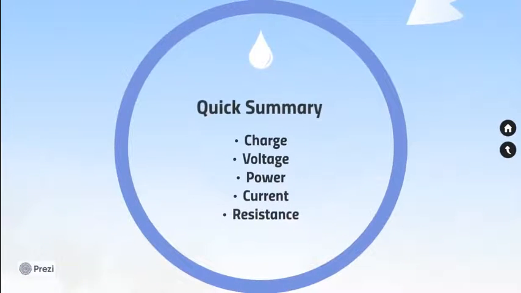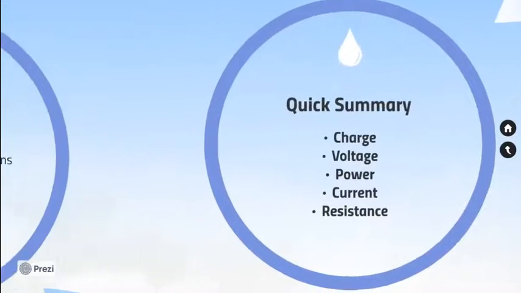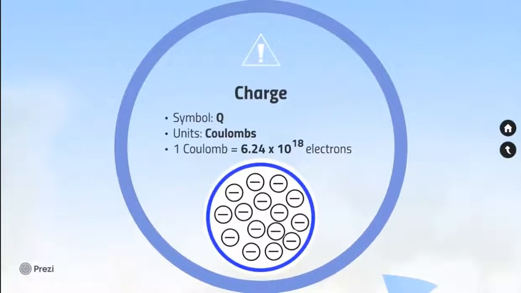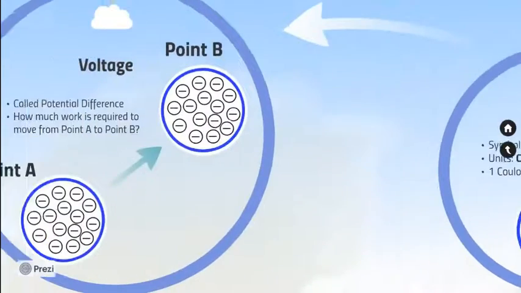Let's do a quick summary. We're going to summarize our charge, voltage, power, current, and resistance. Charge, symbol Q, units are coulombs. 1 coulomb is 6.24 times 10 to the 18 electrons, right? So when we have a bucket full of electrons, there will be 1 coulomb in them, and they'll have 6.24 times 10 to the 18 electrons.